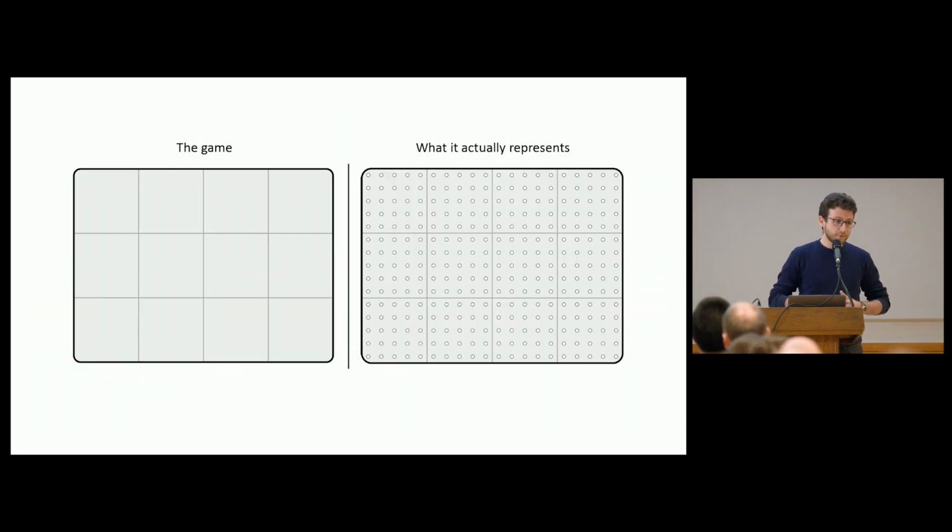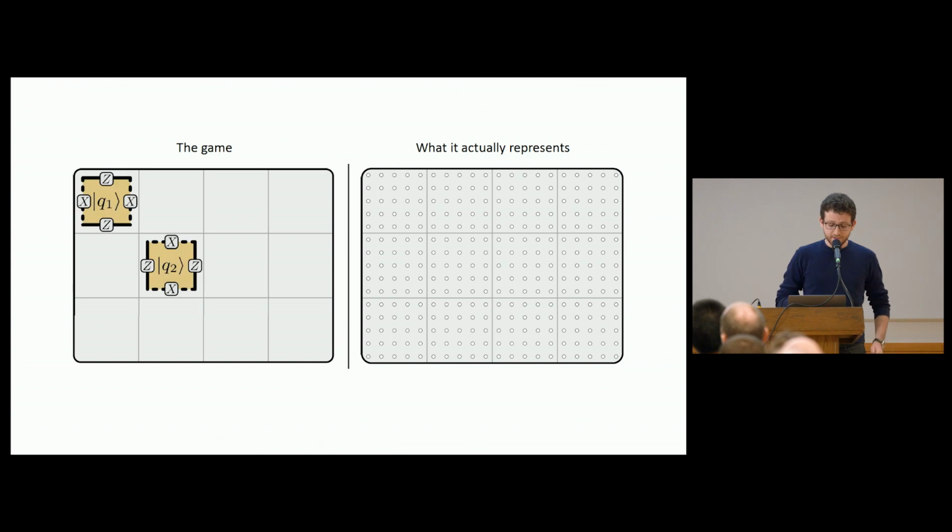The game is played on a board partitioned into a number of tiles. Each tile corresponds to d squared physical qubits, where d is the code distance. Here it's 5, but typically it's a number between 10 and 30, depending on how much error correction you actually need. The pieces that you can place on the board are patches. Patches represent qubits, and there are two kinds of patches. There are 4-corner patches and 6-corner patches.